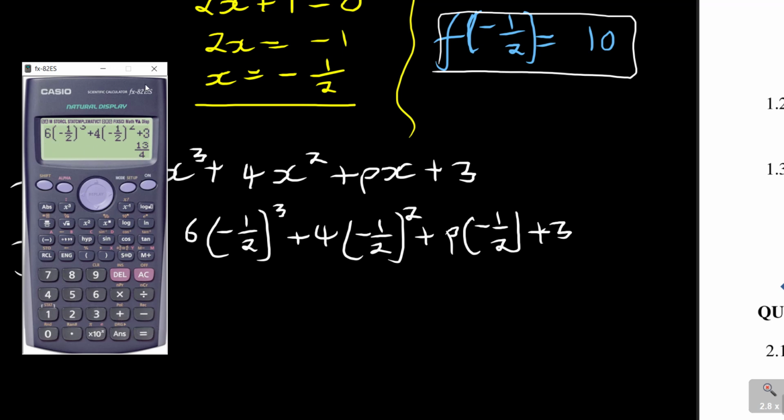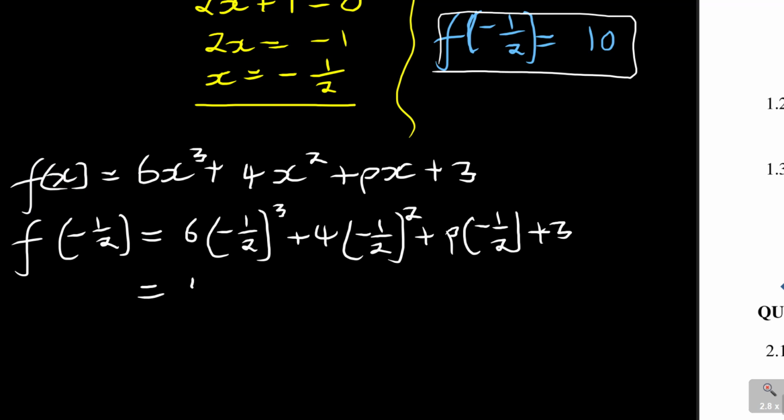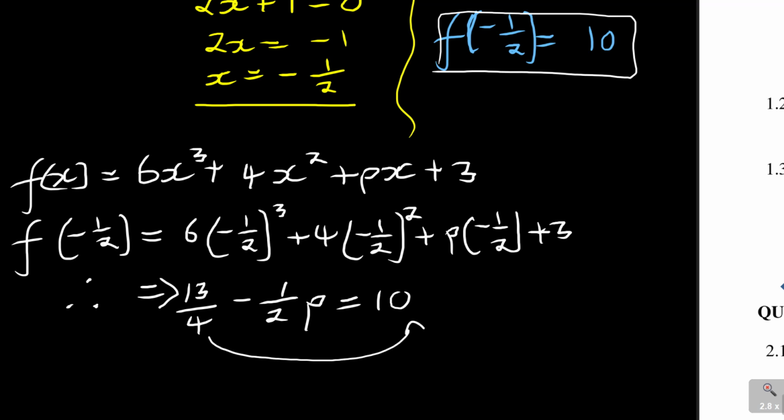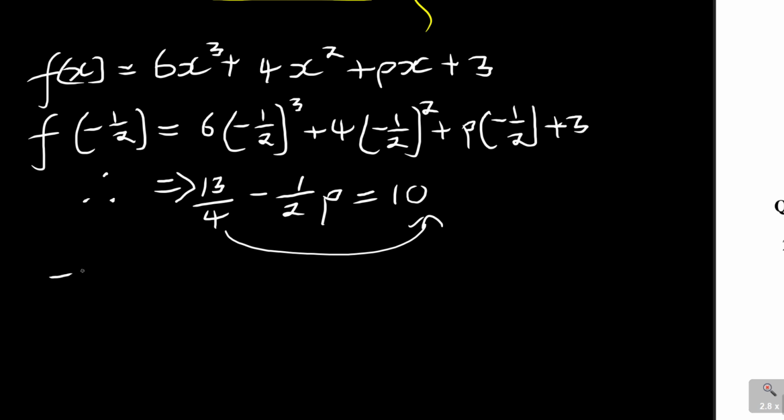So there we go, 13 over 4. So what we get here is 13 over 4, and then minus 1 over 2p. You see? So now I can actually put an arrow here and say, therefore 13 over 4 minus 1 over 2p is equal to 10. You see that? Then I take this one to the other side to join 10. So it will be minus a half, P is equal to what?